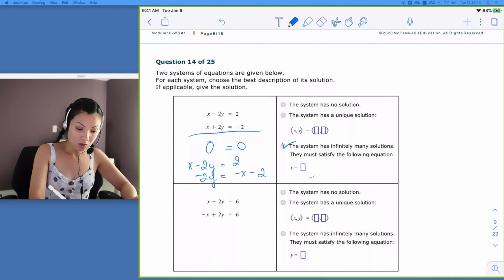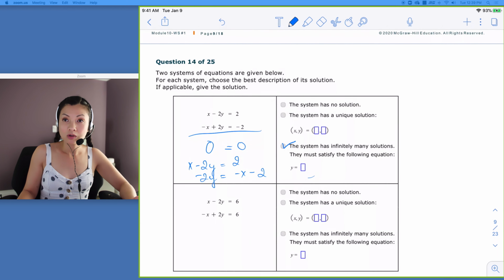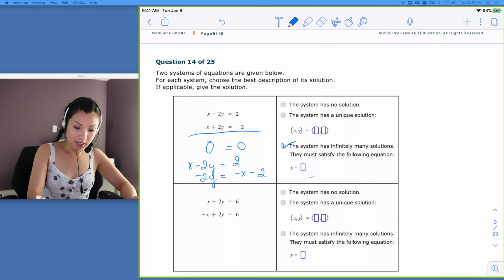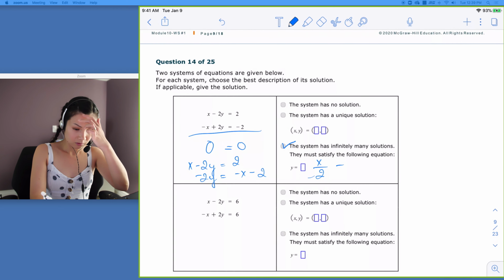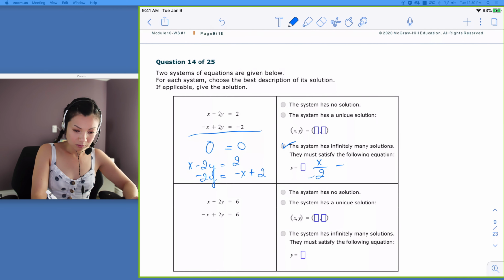So y is going to be, when I divide by -2, y is going to be x divided by 2 minus 1.